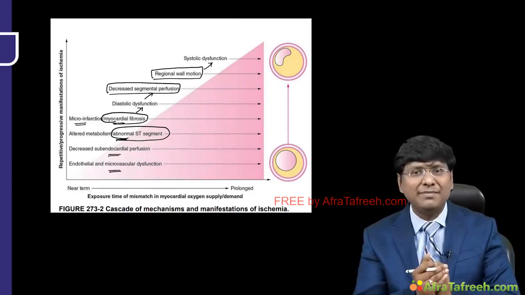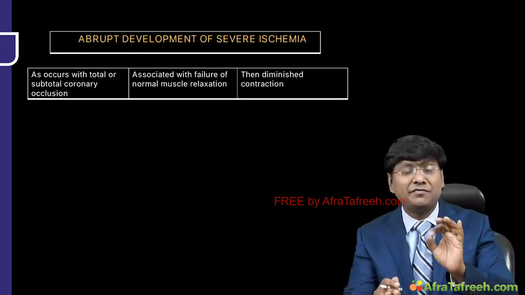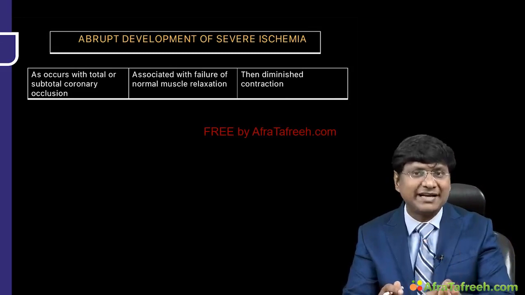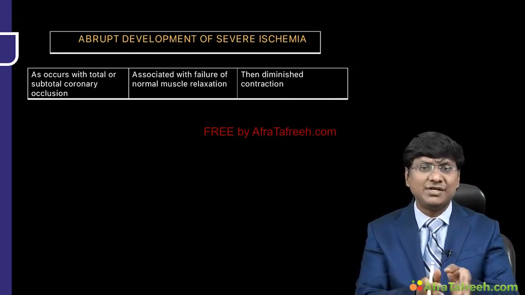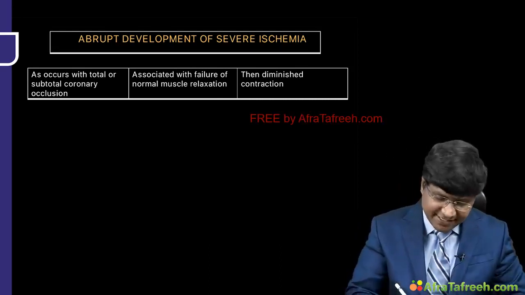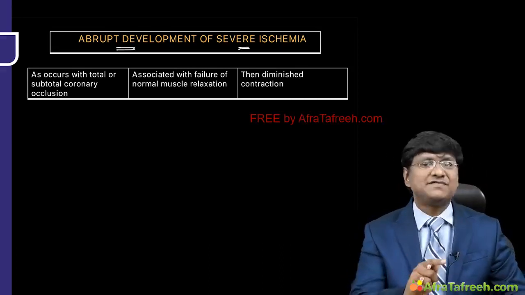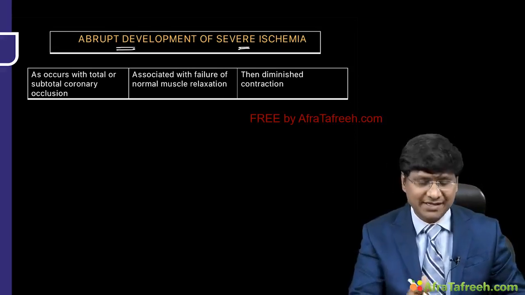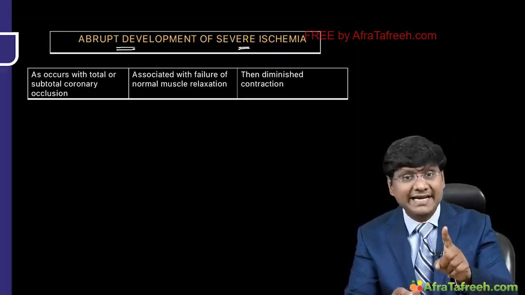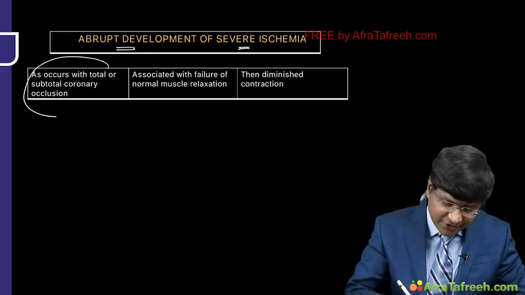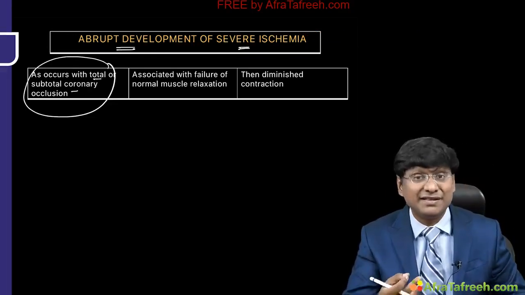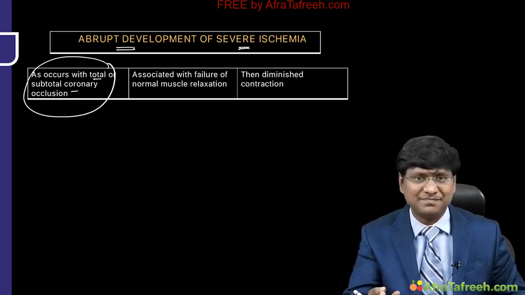Now, the problem is that if the development of ischemia is gradual, right? If the atherosclerosis is developing gradually, then there is development of collaterals. So the viability of the myocardium is maintained, that is well and good. But if there is abrupt development of severe ischemia, where all can it happen? It can occur as a result of total or subtotal coronary occlusion that can happen because of the atherosclerotic plaque rupture, right?